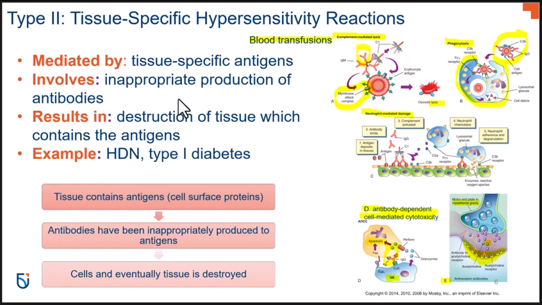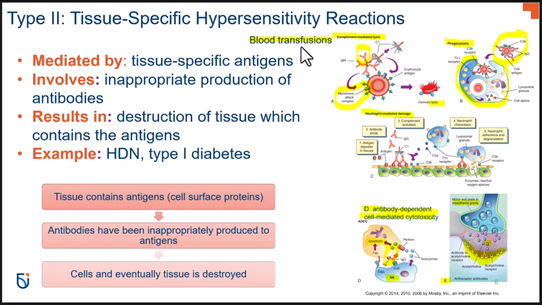So again, we have inappropriate production of antibodies causing these events. And when those events occur, destruction of tissue can occur because those antibodies, all they know what to do is to bind to antigens.